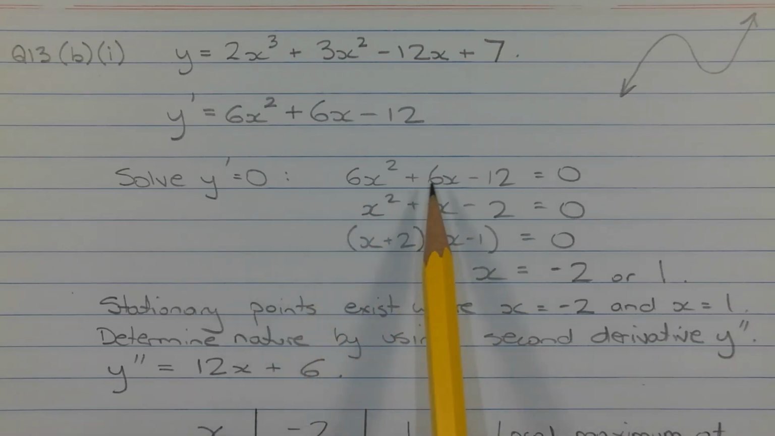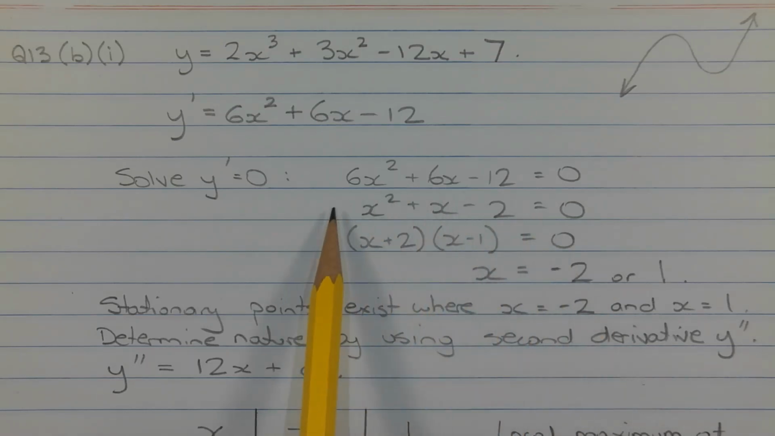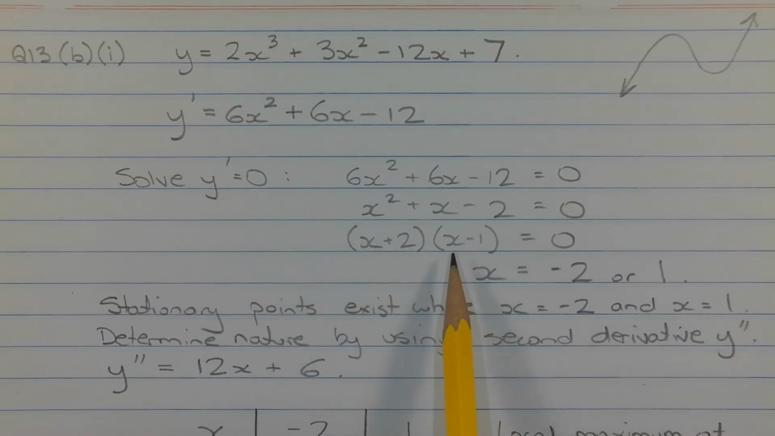Now we can divide all terms by 6 to simplify the quadratic equation, and we get x squared plus x minus 2 equals 0. Now the left-hand side factorizes nicely. We have x plus 2 in brackets times x minus 1 in brackets equals 0. So x is equal to negative 2 or positive 1. So stationary points exist where x equals negative 2 and x equals 1.